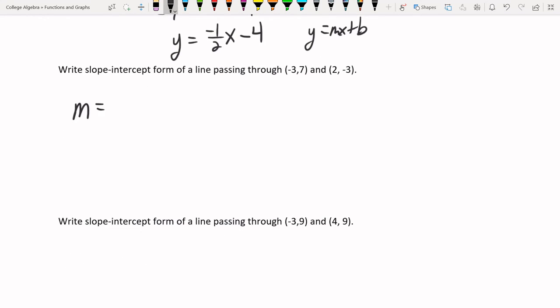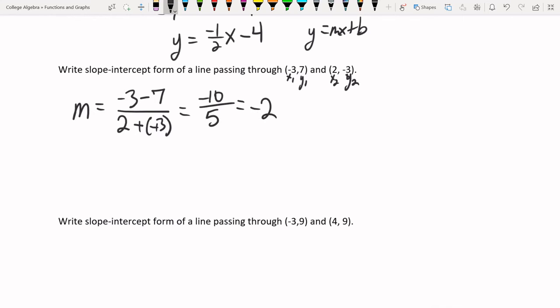So the slope, I'm going to say x1, y1, x2, y2: y2 minus y1 over x2 minus x1. -3 minus 7 is -10. That becomes a plus, and we get 5 on bottom, which gives us -2.